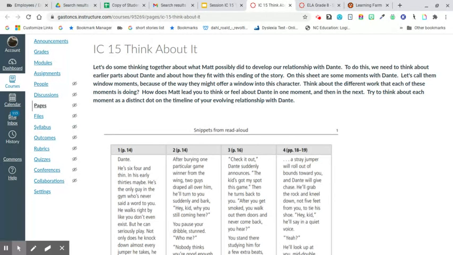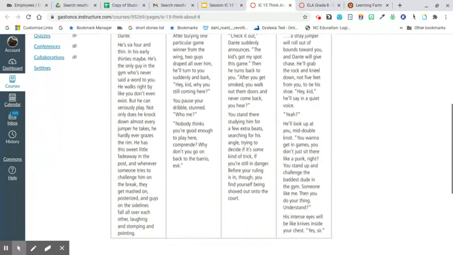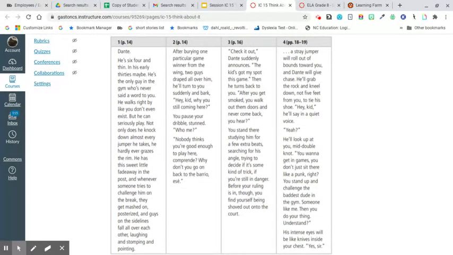In these little excerpts that I'm going to go over, they're listed by page number. If you got the digital copy of the story to follow along, you'll be able to find these. You can always just go back and listen if you want to review it. So, the first time we meet Dante, he's 6'4" and thin, in his early 30s, maybe. He's the only guy in the gym who's never said a word to you.